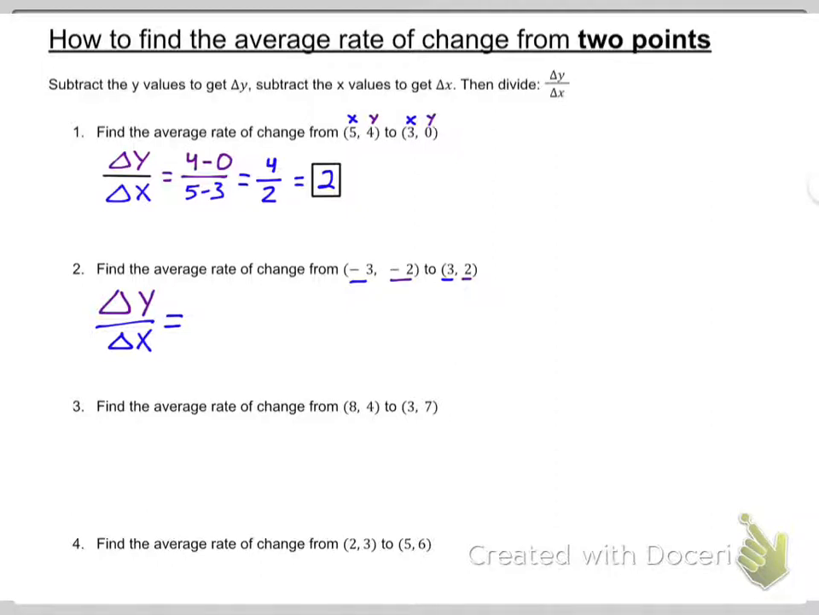So 2 minus negative 1, and then 3 minus negative 3. Anytime you write a negative number, it's a good habit to write it in parentheses. That way you don't mess up.